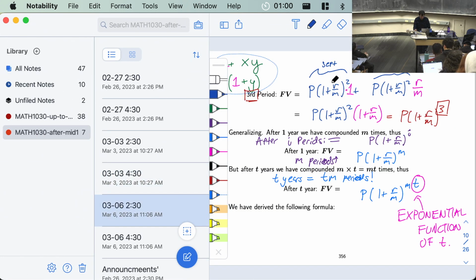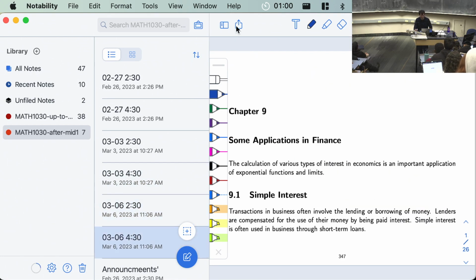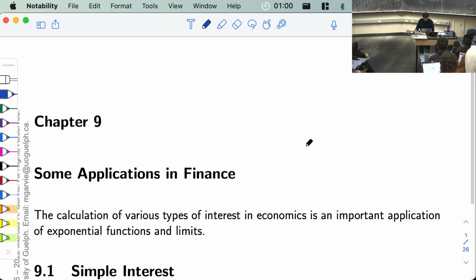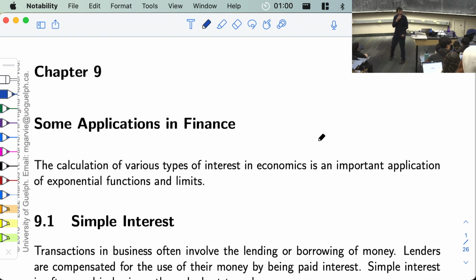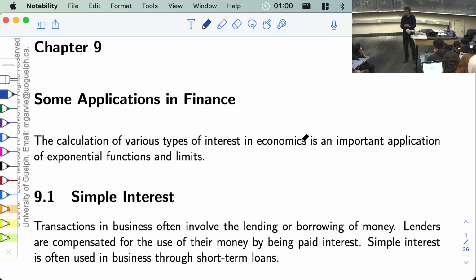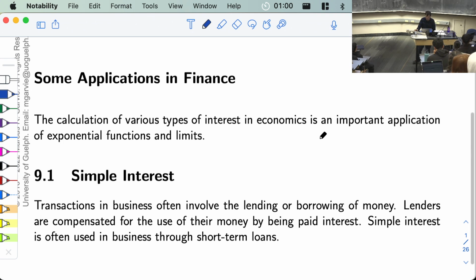Some people like chapter 9. Some people don't like chapter 9. Chapter 9 is a bit different because it is more real-life applications. So it's some applications in finance. And so some of it is going to be like definitions and real-life things people use. And it's also going to bring us to this idea of compound interest, which is interesting. So we're going to get to interest.